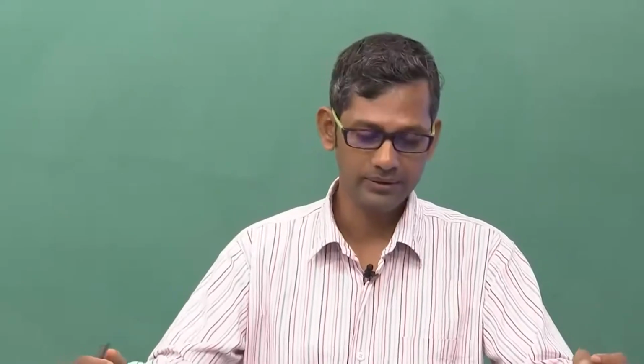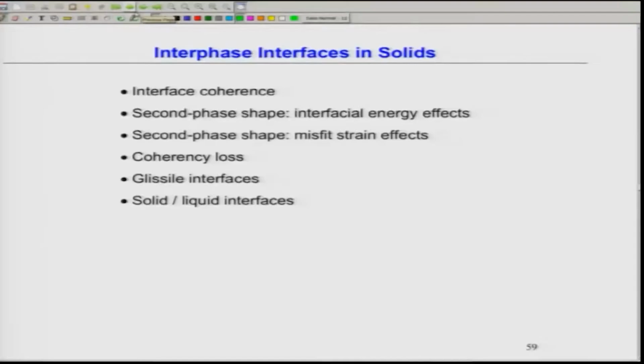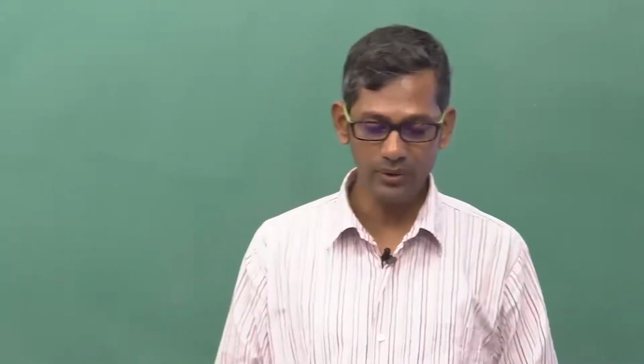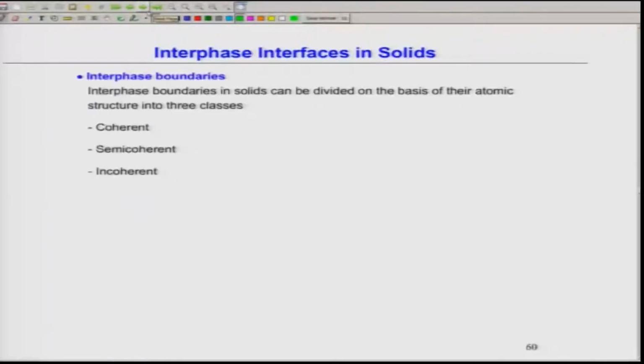So there are different types of things which we will be talking about. First of all, whenever you have 2 different phases, what is the interface coherence, how the interface between the 2 phases can be made coherent, and if they are not coherent, what are the different possibilities. I do not know whether we will get time in this lecture or the next, but we have to discuss somewhere, because hardening depends on second phase shape and how we can get those, and what will happen if I have a loss of coherency along the boundaries, and finally we possibly will discuss the glissile interfaces.